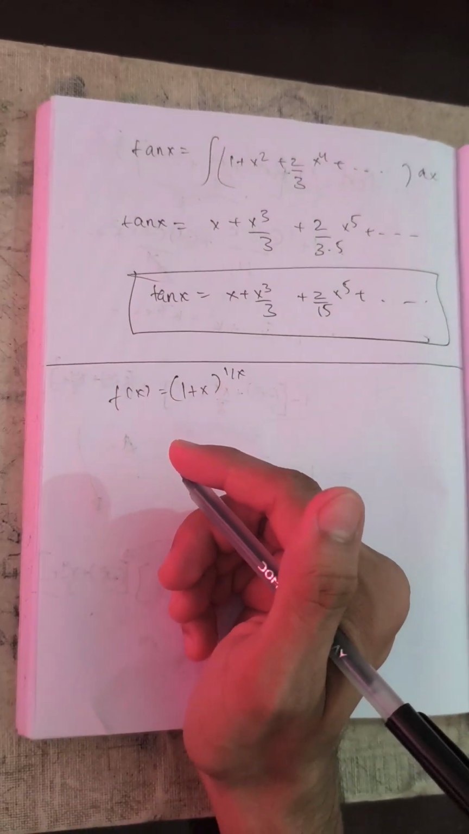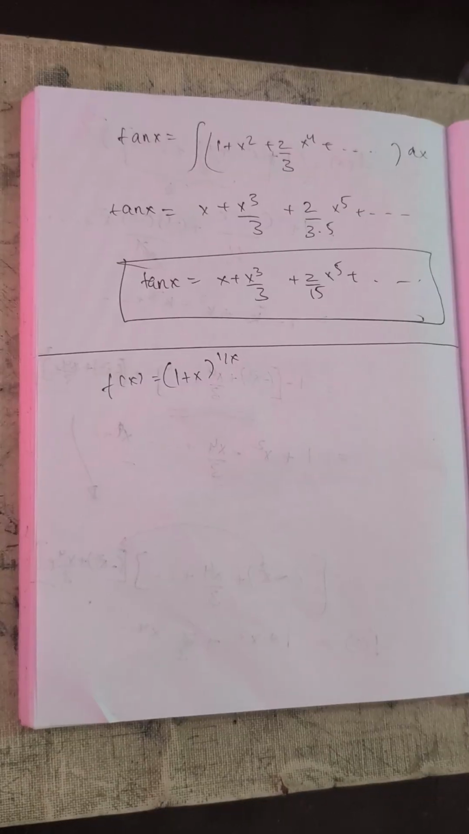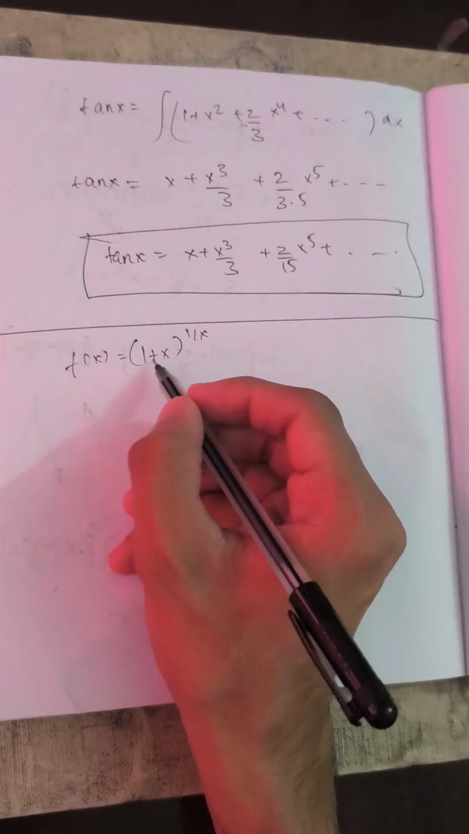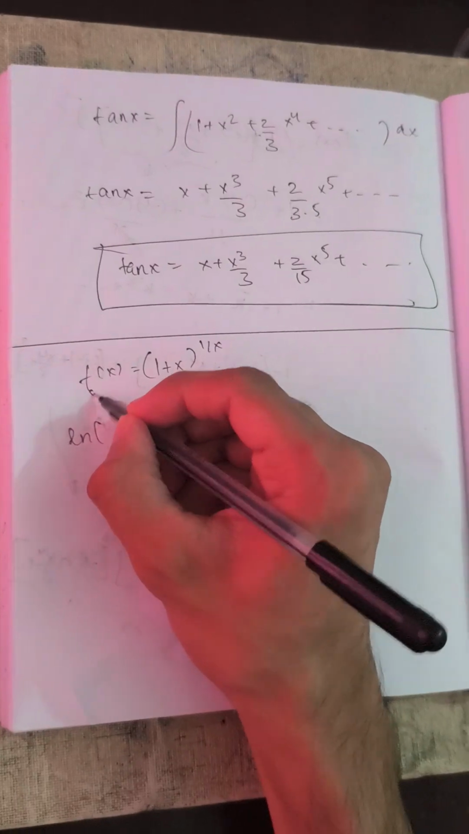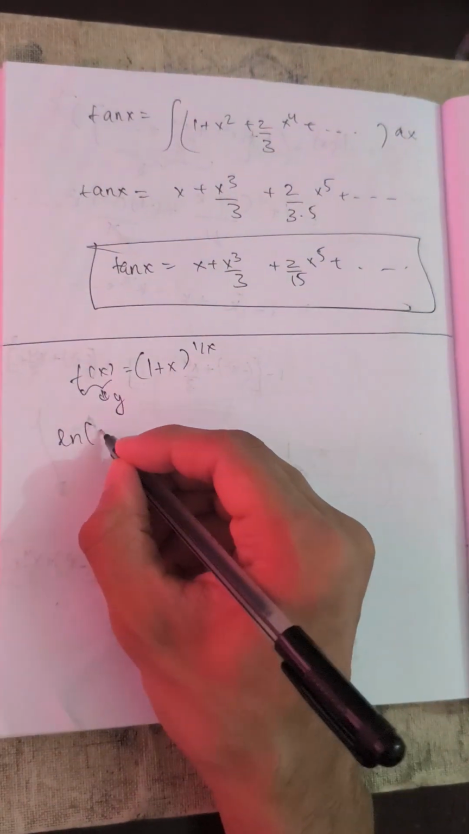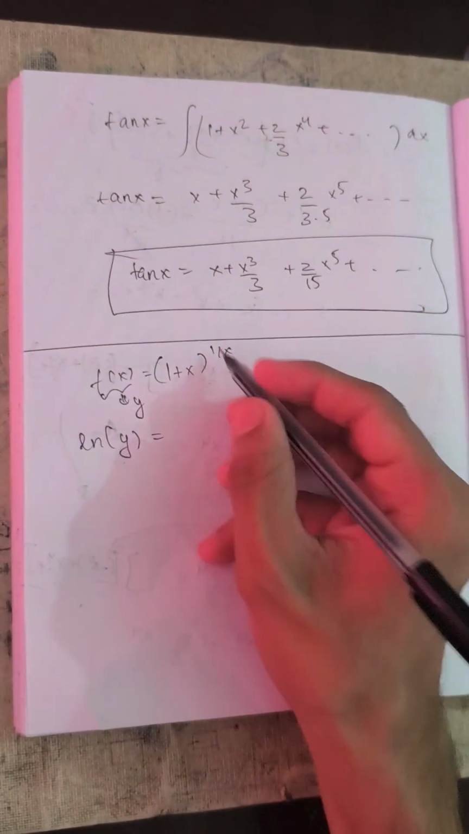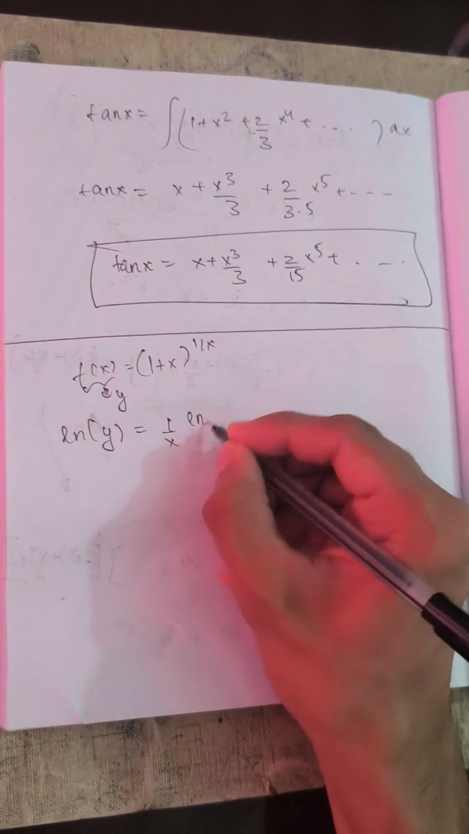First, what I'll be doing is that I'll be taking the log of both sides. Log of the function. I'm tired of writing this as f of x. Let me write this as some y. Okay, so log of y is equal to, this thing comes down, 1 by x, and this will be log 1 plus x.